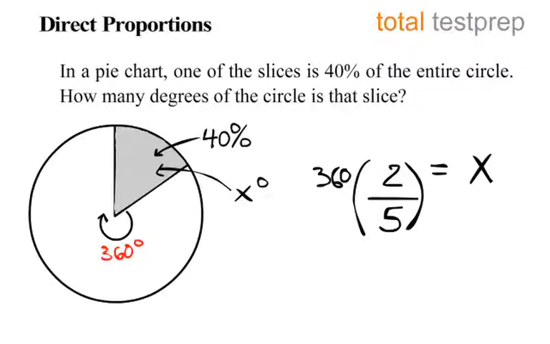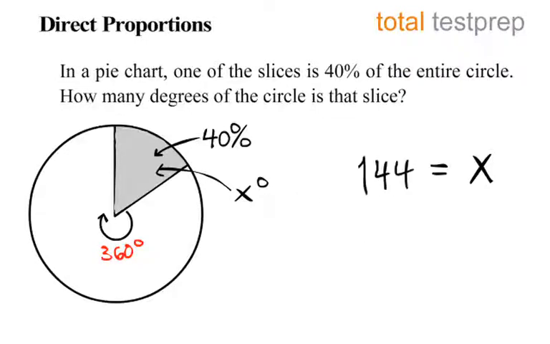equal to x. We can reduce again, we can divide 360 by 5 to get 72, and 5 by 5 to get 1. So now we have 72 times 2 is equal to x. If you multiply by 2, you get 144. So the answer here is there are 144 degrees in a slice of a circle that is 40% of that circle.